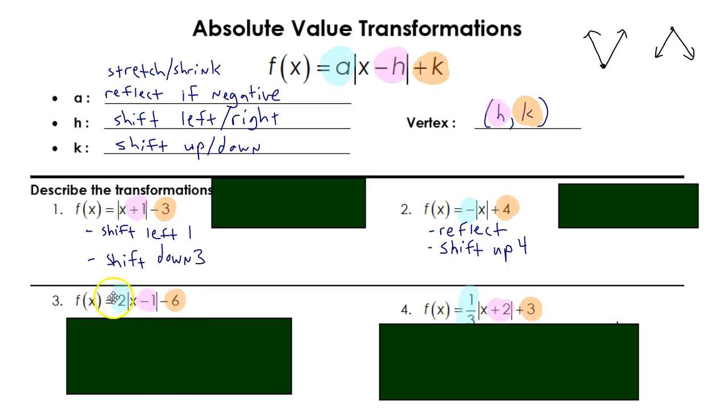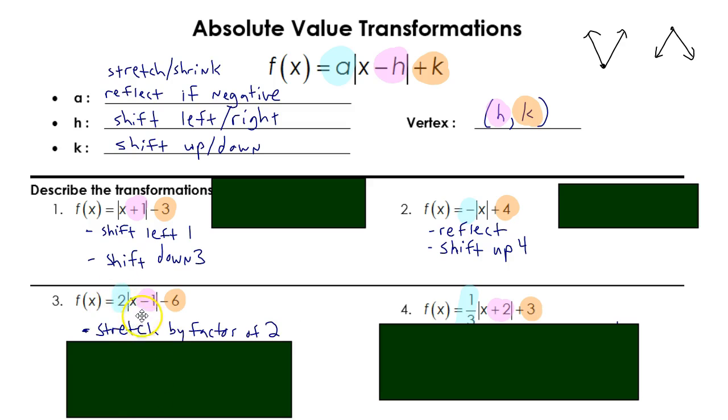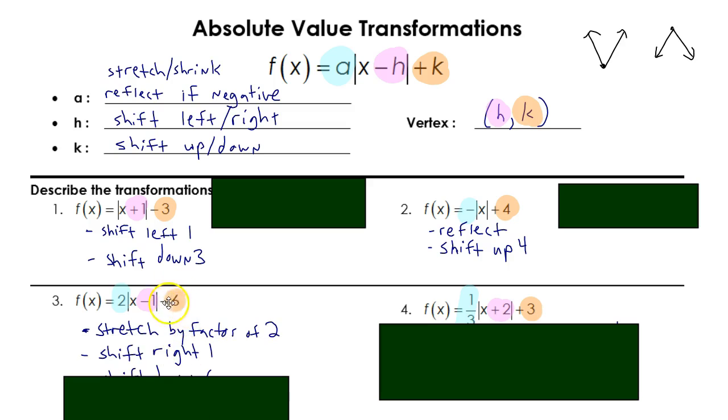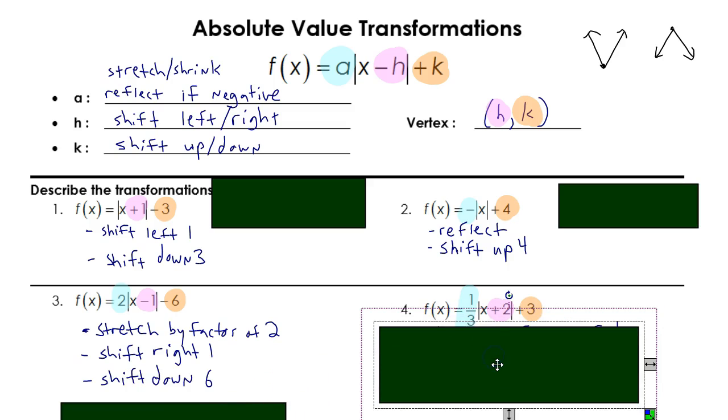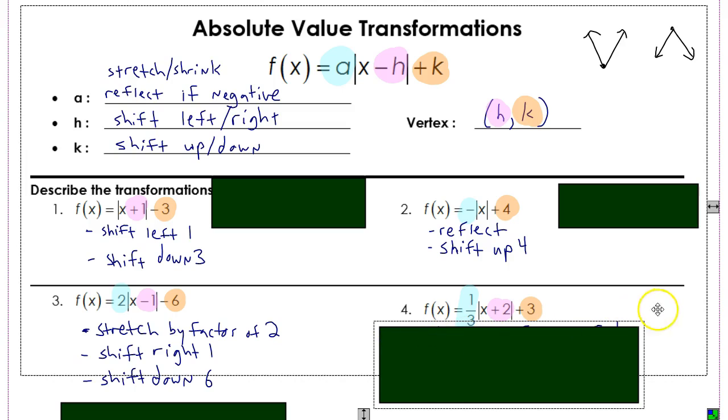The third example has 3 transformations. We have an a, positive 2. It's bigger than 1, so it's going to be a stretch by a factor of 2. We also have minus 1 inside the absolute value bars. That's going to be a shift to the right 1. And the minus 6 at the end is going to be a shift down 6. All right, if you haven't been trying these along the way, try number 4 real quick in your head. See if you can get all 3 of the transformations.